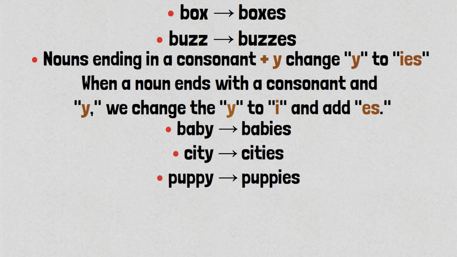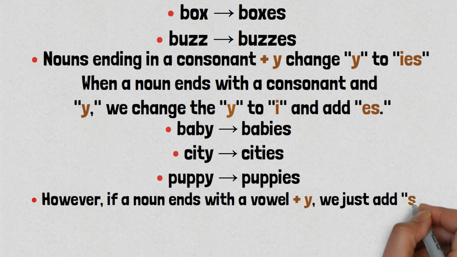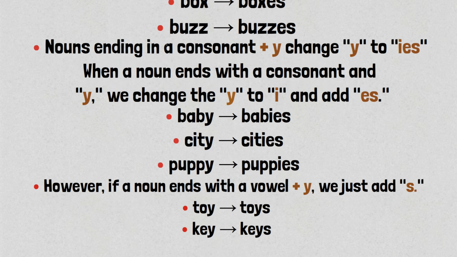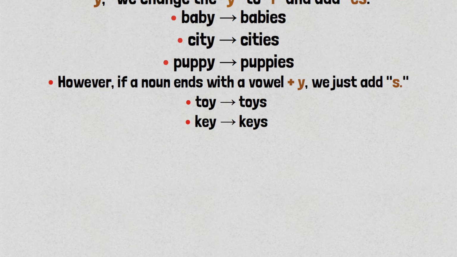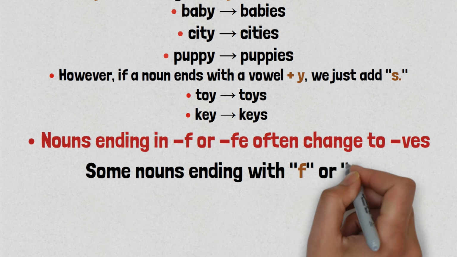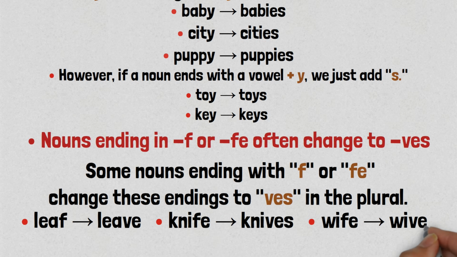Nouns ending in a consonant plus y change y to ies. When a noun ends with a consonant and y, we change the y to i and add es. Baby, babies. City, cities. Puppy, puppies. However, if a noun ends with a vowel plus y, we just add s. Toy, toys. Key, keys.